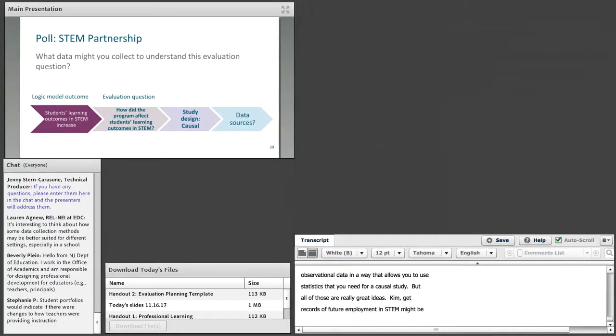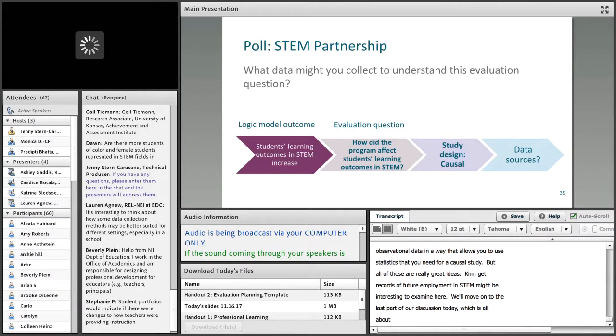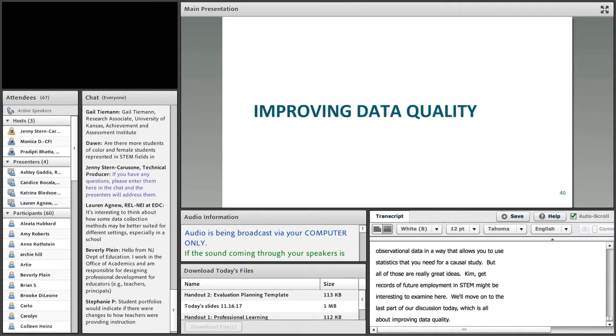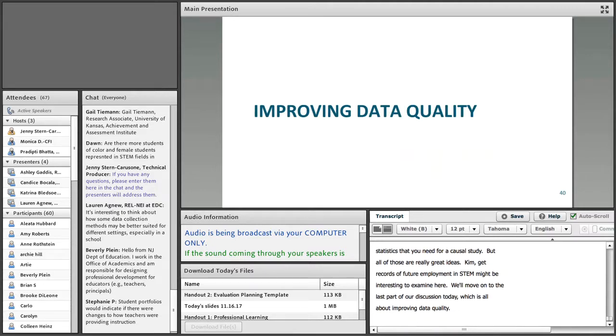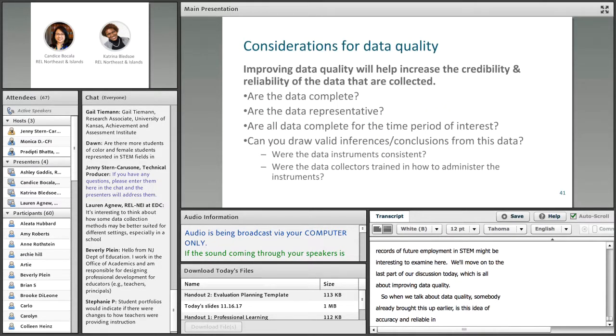So when we talk about data quality, somebody already brought this up earlier, this idea of accuracy and reliability in our data. And there are some common considerations for data quality as you are beginning an evaluation. So you want to think about how you can enhance completeness of your data by increasing participation. You can also enhance representativeness by making decisions about sampling, such as trying to get as many participants as possible from all kinds of backgrounds, experiences, roles in the program.